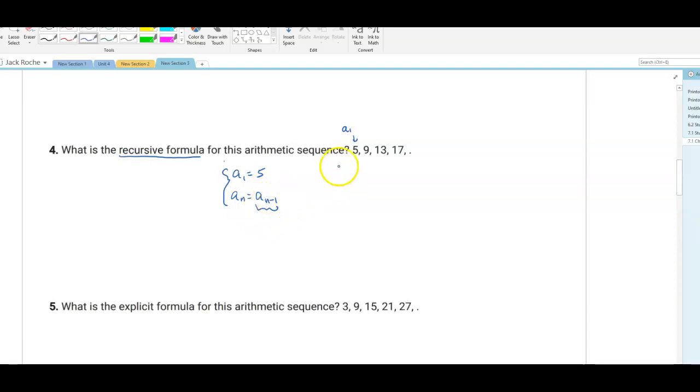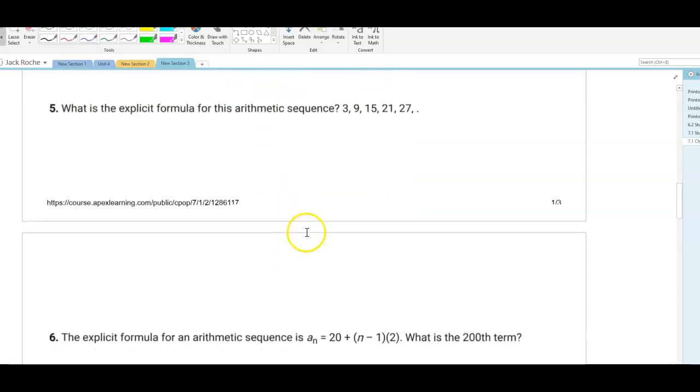And what am I doing to the previous term each time? Well, what's my common difference here? My common difference d is 4. So what am I going to do to the previous term to get to the next term? I'm going to add 4. Okay? So remember, if 5 is the previous term, what did I do to 5 to get 9? Right? Added 4. What did I do to my previous term, 9, to get 13? I add 4. So you've got to remember, this represents your first term. This represents what you're doing to your previous term.